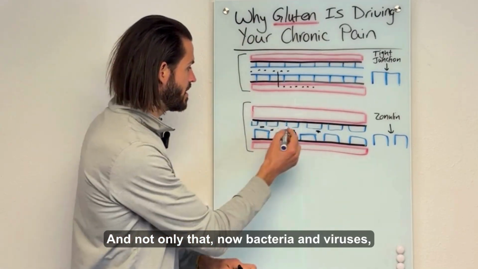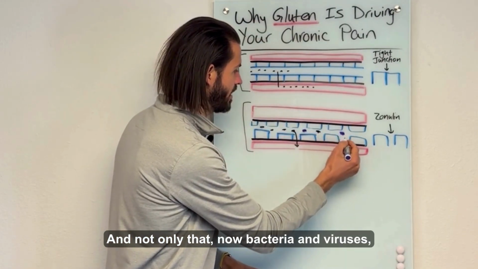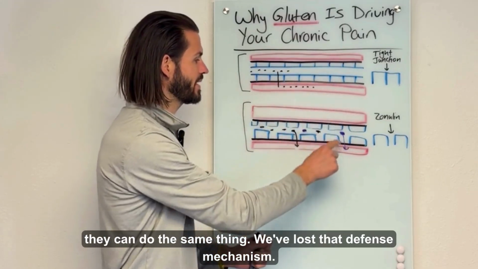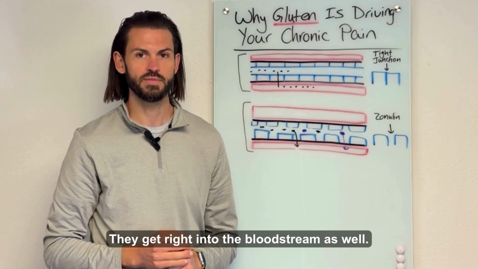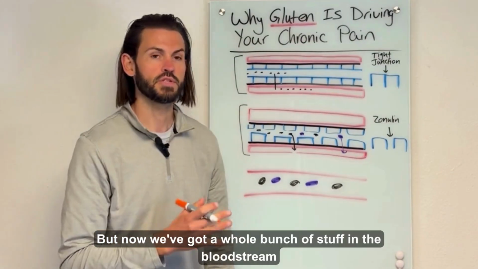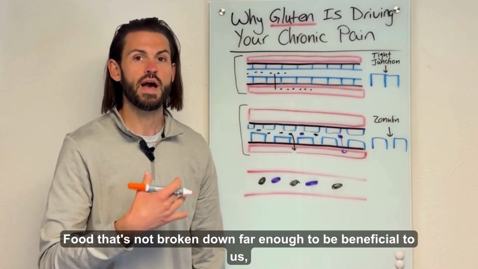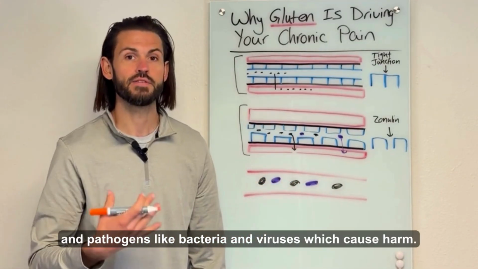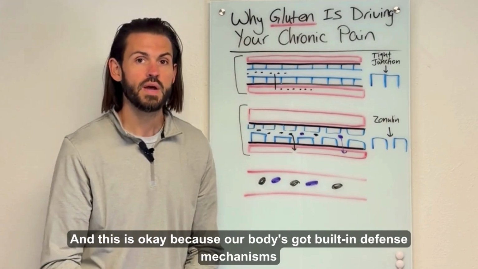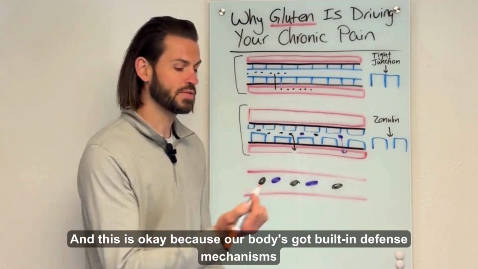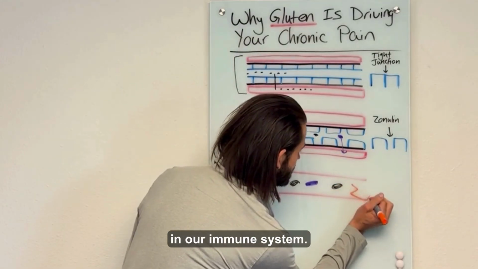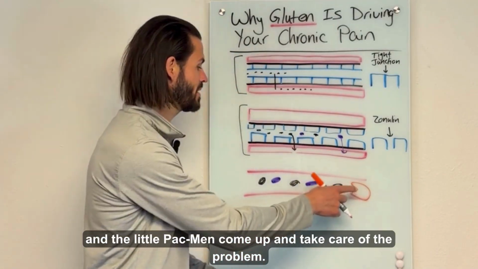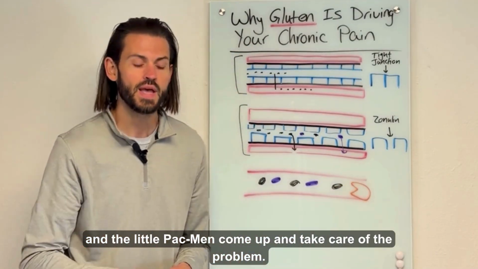And not only that, now bacteria and viruses can do the same thing. We've lost that defense mechanism. They get right into the bloodstream as well. So now we've got a whole bunch of stuff in the bloodstream that we don't want. Food that's not broken down far enough to be beneficial to us, and pathogens like bacteria and viruses which cause harm. And this is okay because our body's got built-in defense mechanisms in our immune system. So your immune system gets activated and the little Pac-Men come up and take care of the problem.